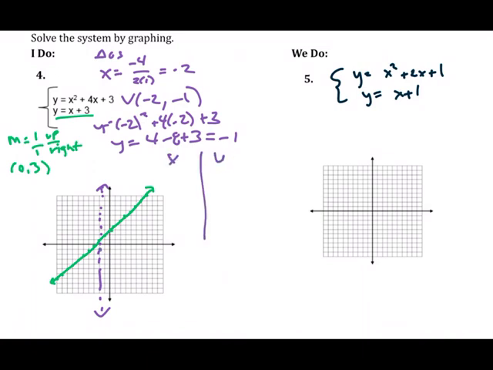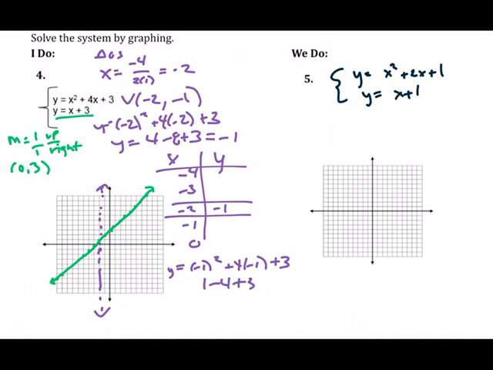So now I'm going to make an xy table. The vertex is going to be in the middle of that table, -2, -1. I'm going to put points before and after. If I plug in -1, y equals -1 squared plus 4 times -1 plus 3. 1 minus 4 plus 3 is going to give me 0. So -1, 0, and -3, 0. And then if I plug in 0, I get 3, which I can reflect over. And I'm going to connect.